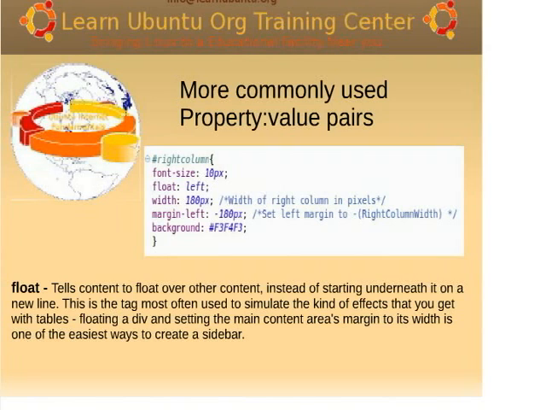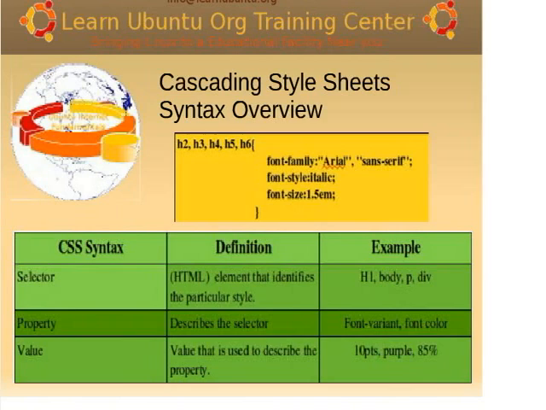Another commonly used value pair is float. This is a very important one, so we gave it its own slide. It's used mainly with the div tag to float an area of the screen to a certain XY coordinate. Float left, width 180, font size 10. These are all specifications for a right column. This is actually the right nav column on our website. This is how we lay that out.